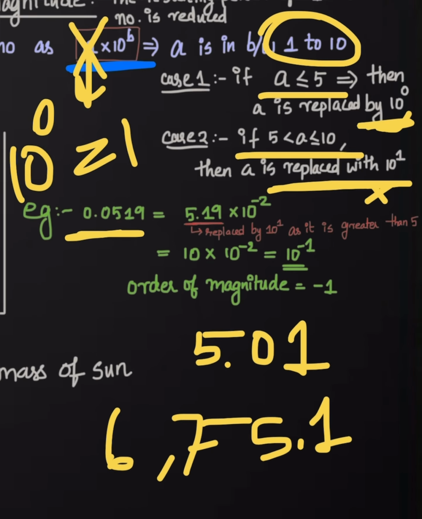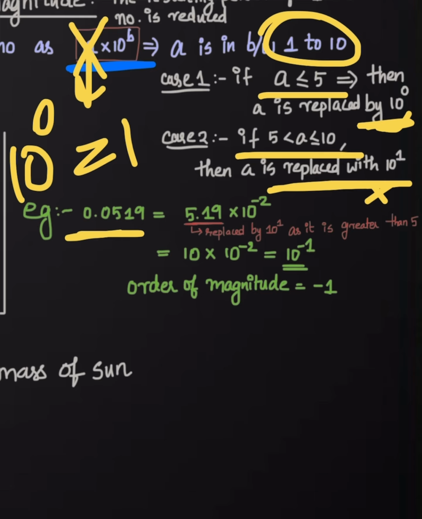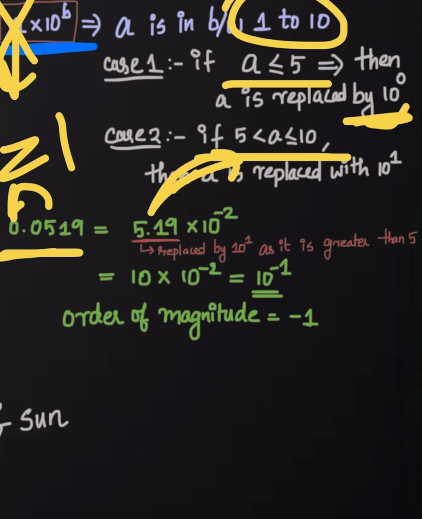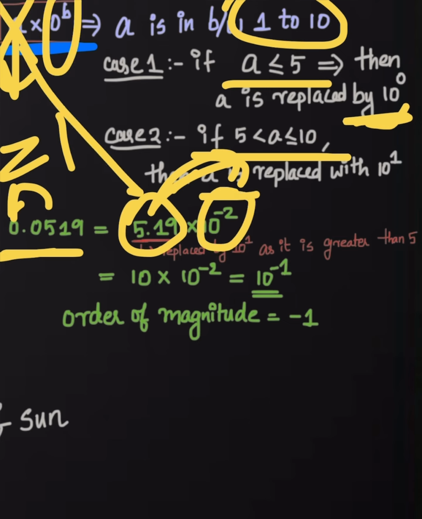0.0519 we can rewrite as 5.19 into 10 raised to minus 2, that is by shifting 2 points, which will be equal to 10 raised to minus 2, right? Here 5.19 means it is greater than 5, so we can replace a. This 5.19 is a and this power 10 raised to minus 2 is b.